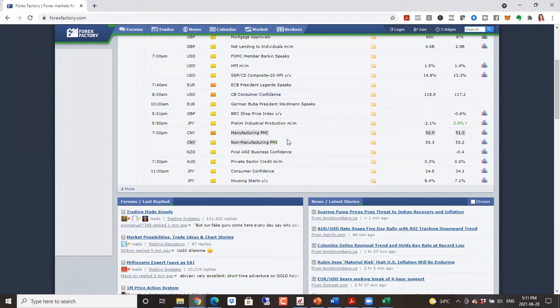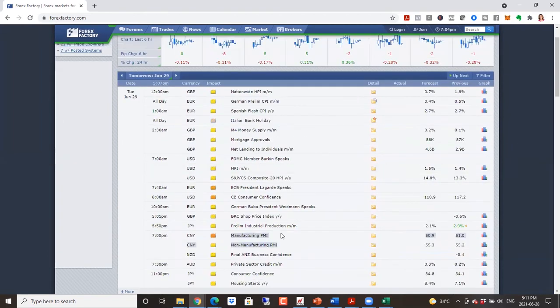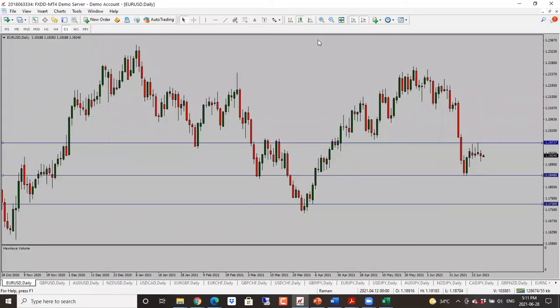And then China, we have PMI numbers. So these PMI numbers, again, any positive numbers will be good. And the Chinese number will have an impact on Australian dollar and New Zealand dollar. So we'll keep an eye on those. All right, so let's go on to our charts here. We'll start off with euro dollar.